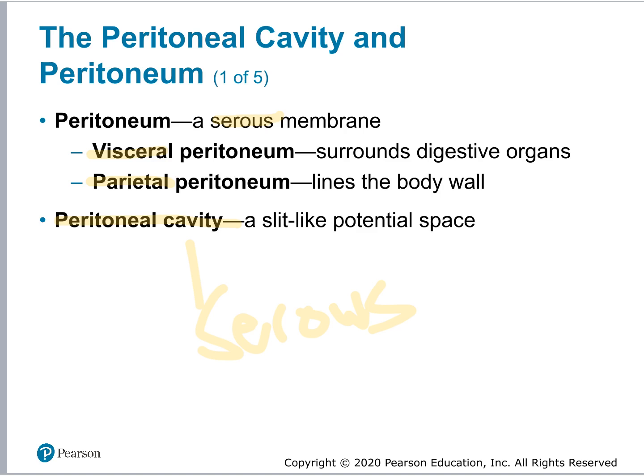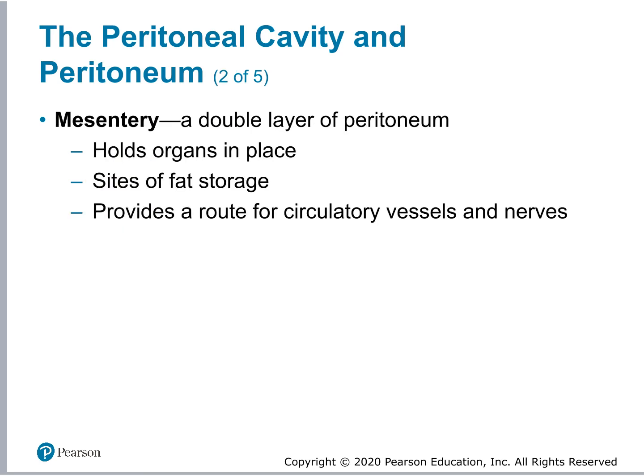There are layers of tissue that help keep your internal organs in place in the abdomen. These tissues are called mesentery. They're also known as omentum, so sometimes you see that in anatomy books. Mesentery or omentum. Anyway, they help hold the organs in place.